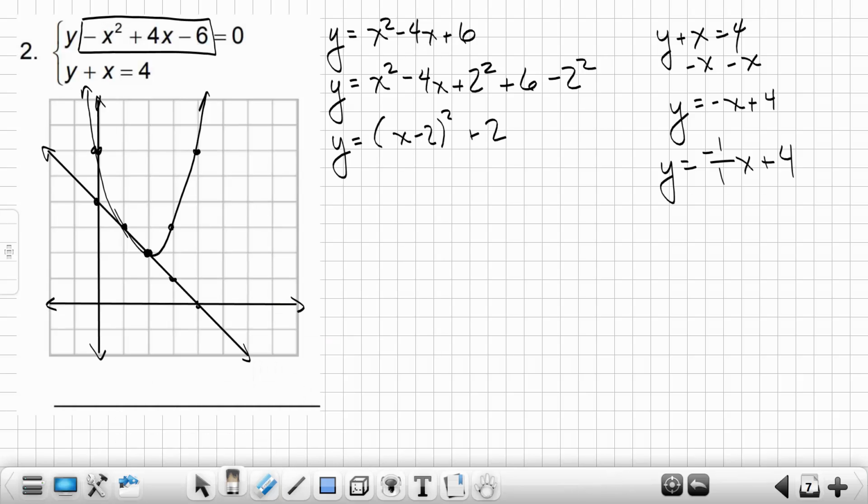How many times did it cross the parabola? Barely twice, but still twice. At 1, 3 and at 2, 2. So those are my two solutions. Graphing only works when things are pretty, though. Or easy. Or pretty easy.